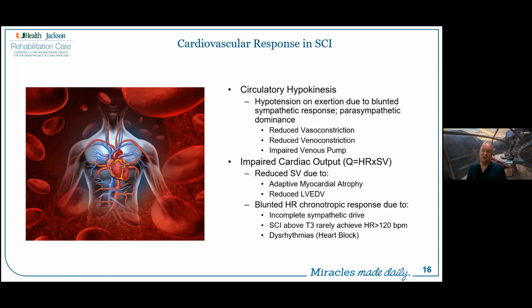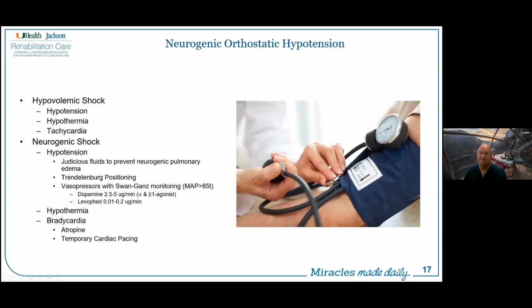So the bottom line is you develop an adaptive myocardial atrophy in response to a diminished afterload and a diminished preload. And then finally, you have blunted chronotropic responses because of the blunted sympathetic drive. The vagus nerve has almost complete dominance over the SA node at the heart, and so you see a relative bradycardia and/or dysrhythmias that can accompany that. So, neurogenic orthostatic hypotension.